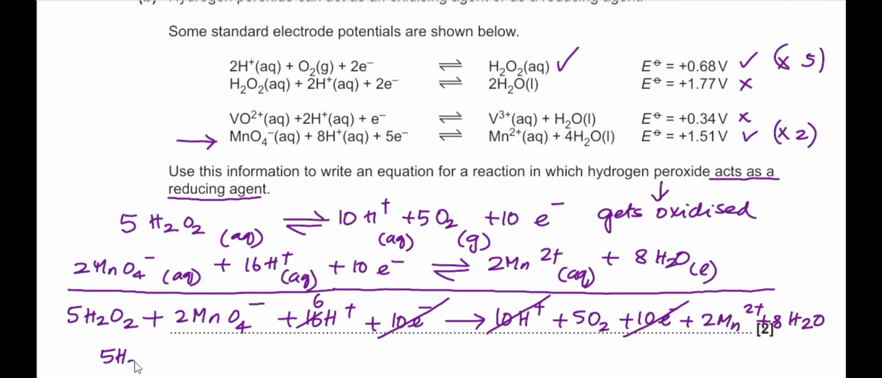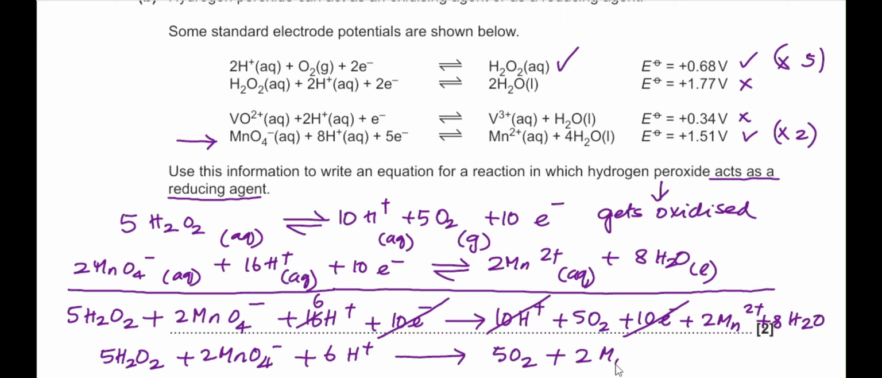So 5H2O2 + 2MnO4⁻ gives, we have the 6H⁺ here, 6H⁺ here, gives 5O2 + 2Mn²⁺ + 8H2O.